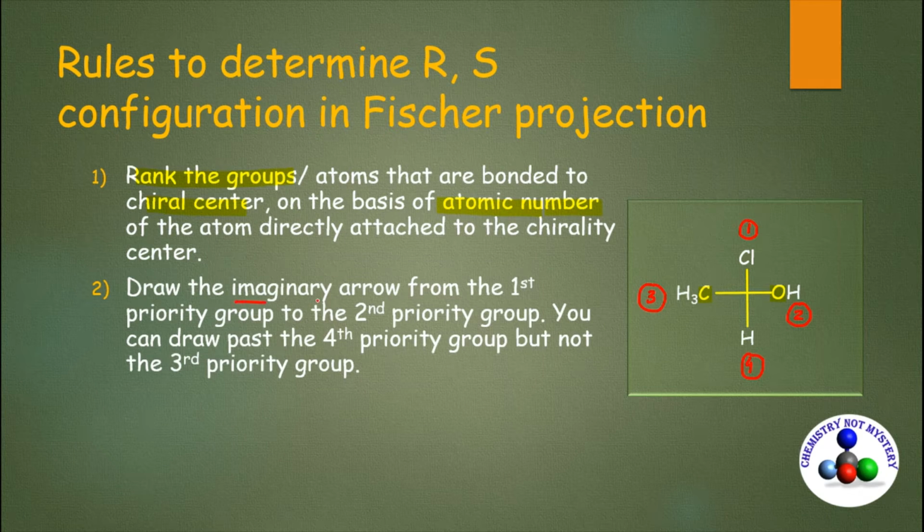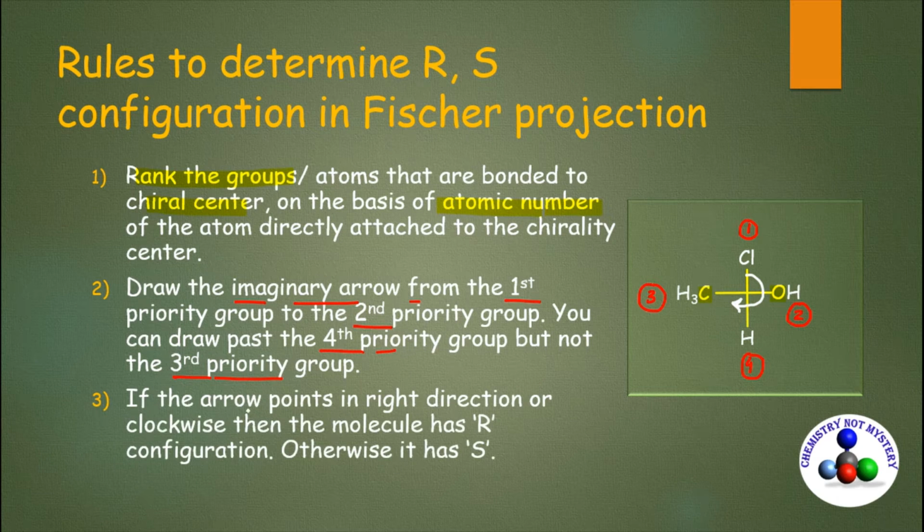Now we have to draw an imaginary arrow from first priority group to the second priority group. And you can draw past fourth priority but not past the third priority group. So when you draw an arrow from first priority to the second priority, in this way you can get an arrow in the right direction. So if the arrow points in right direction or clockwise, then the molecule has R configuration. So this molecule has R configuration.